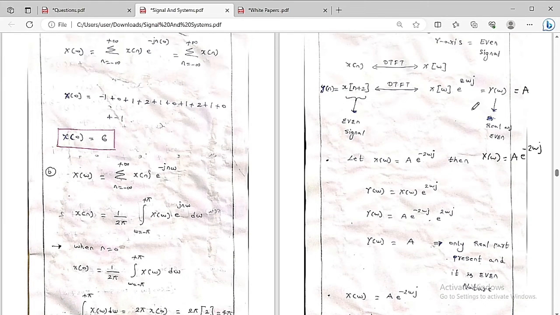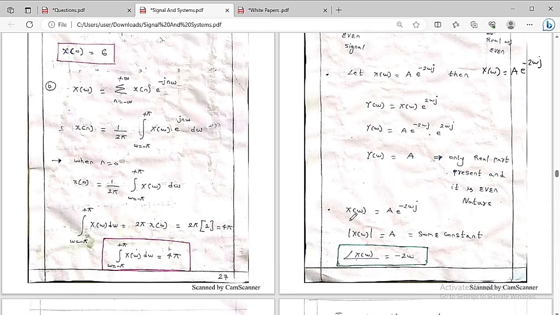So what is X of omega? X of omega is nothing but A e to the power of minus 2 omega j. Then what is the magnitude of X of omega? The magnitude of X of omega is equal to A, some constant. And what is the phase angle of X of omega? It is minus 2 omega, as you can see clearly from the picture.